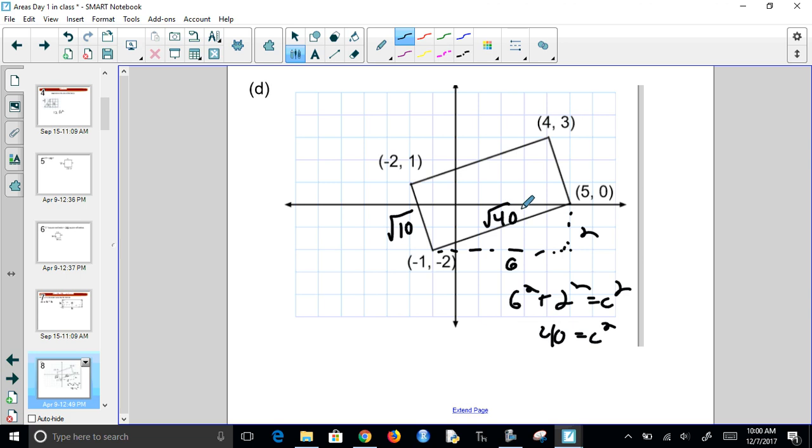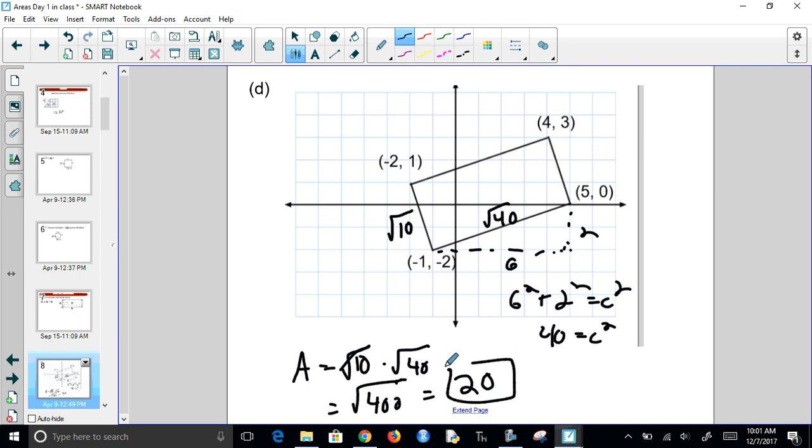All right, awesome, great. So now if we want to find this area, we take the square root of 10 times the square root of 40, and that's going to be the square root of 400. That's really nice because it comes out to a nice number of 20. Whenever there are no units, we put u, just whatever square units that is, that's how many would fit inside of that box.